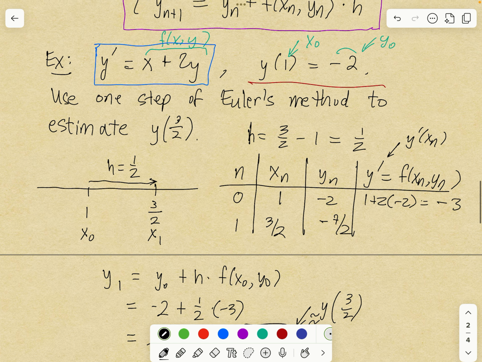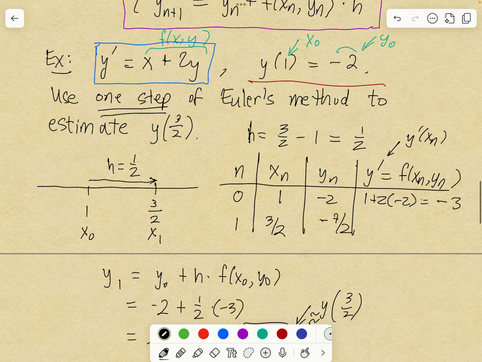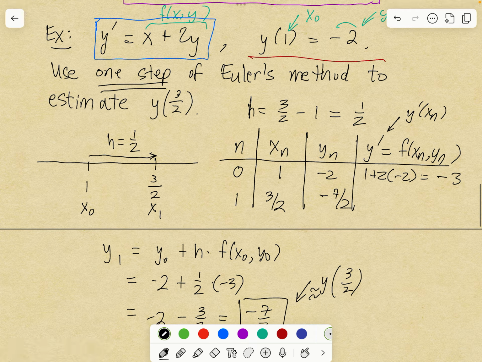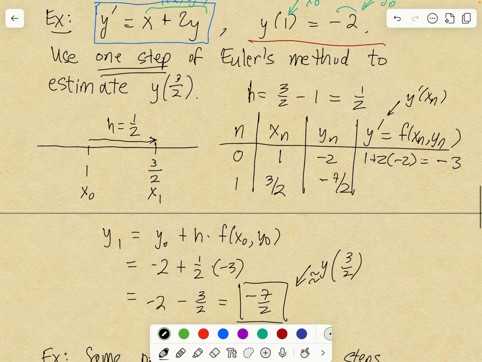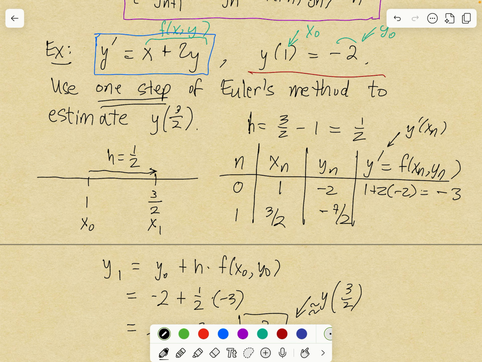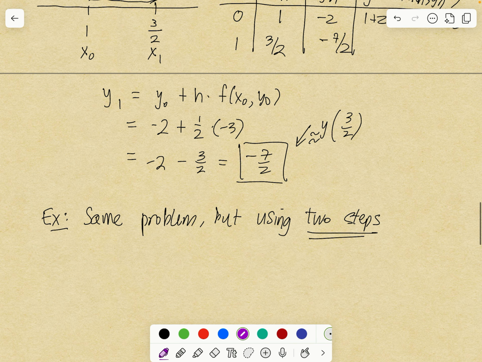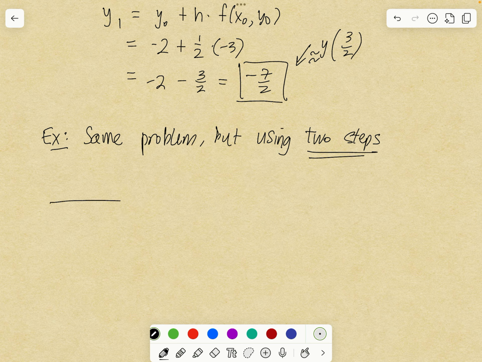So before we did 1 step, right? Now we want to do it using 2 steps, but we have the same problem. We have the same differential equation. We're still trying to estimate y of 3 over 2, but we want to do it in 2 steps instead of 1 step. So basically our n is going to be 2. Well, what is different? What's different is going to be our h.